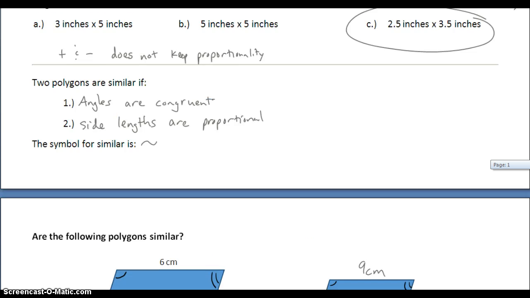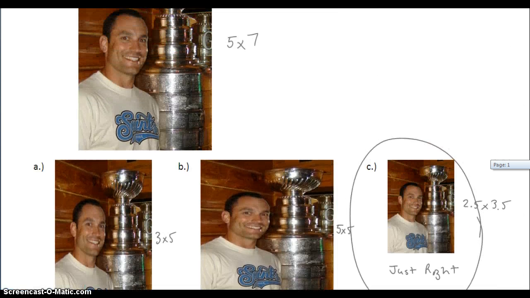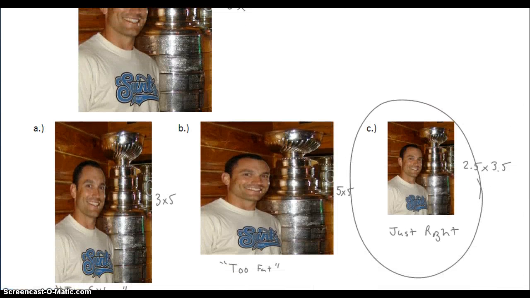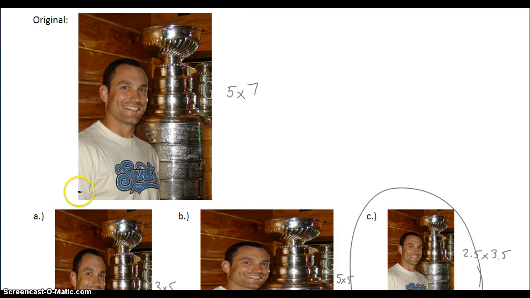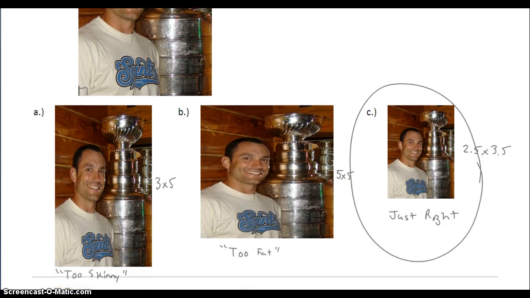If I look at my original photos, I was dealing with all rectangles. And in rectangles, all my angles are 90 degrees. So yes, my angles were all congruent in the first pictures. It was just the sides that I needed to check for proportionality.